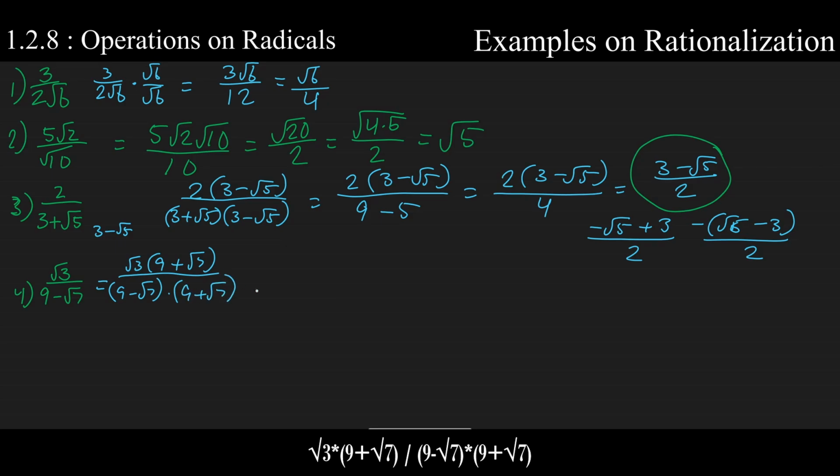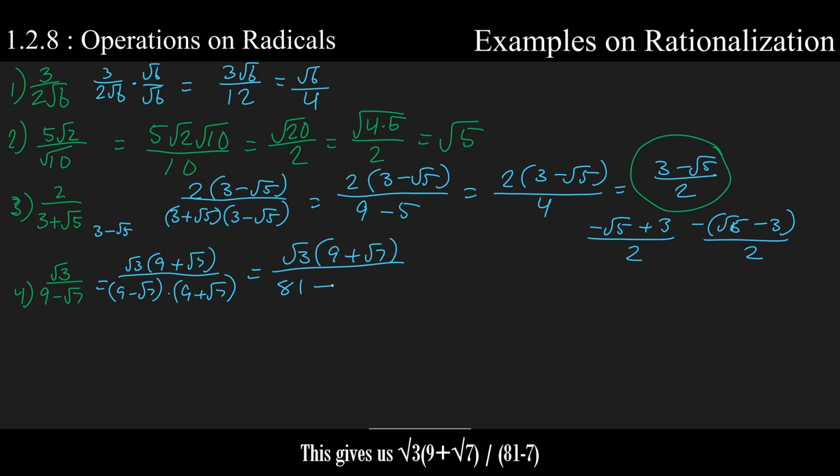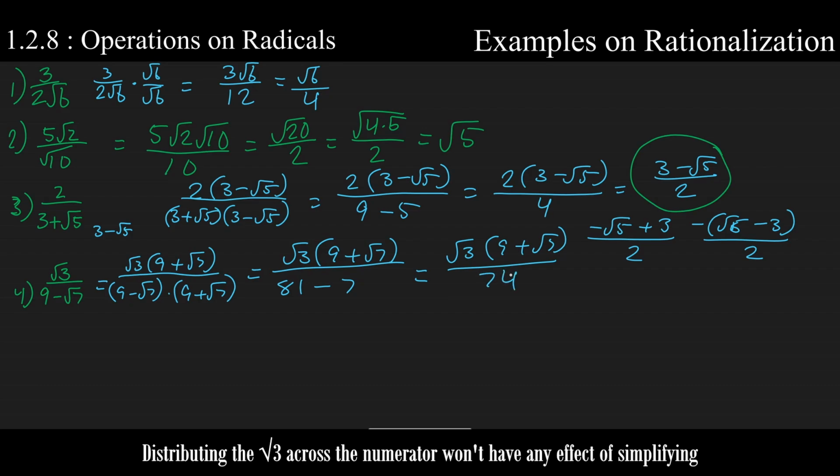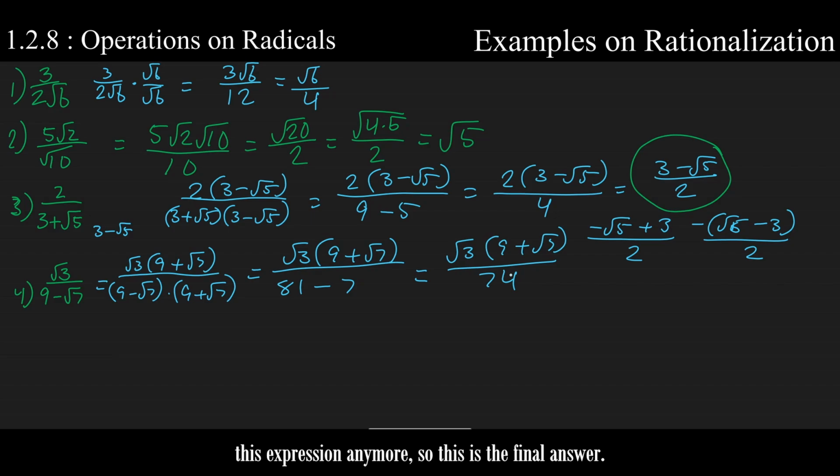divided by (9 minus the square root of 7) times (9 plus the square root of 7). This gives us the square root of 3 times (9 plus the square root of 7) divided by 81 minus 7, which simplifies to the square root of 3 times (9 plus the square root of 7) divided by 74. Distributing the square root of 3 across the numerator won't help simplify this expression anymore, so this is the final answer.